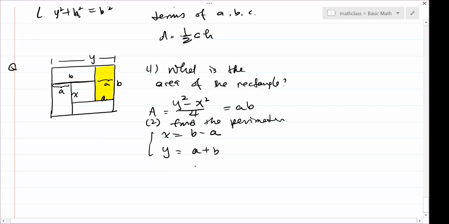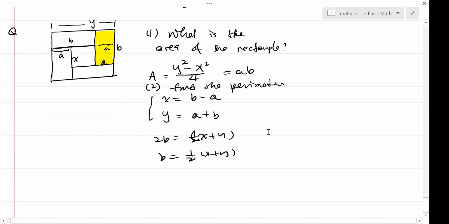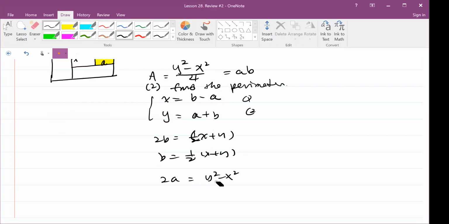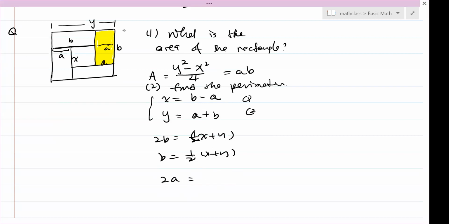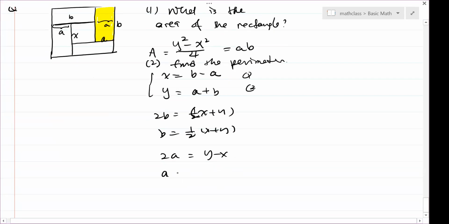So let's look at this. Okay. So you can actually solve for X and solve for A and B. You add them together, 2B is going to be X plus Y. So B is going to be half of X plus Y. All right. Then you get A. You can do subtraction, equation 2 minus equation 1. 2A is going to be Y minus X, sorry. Y minus X.